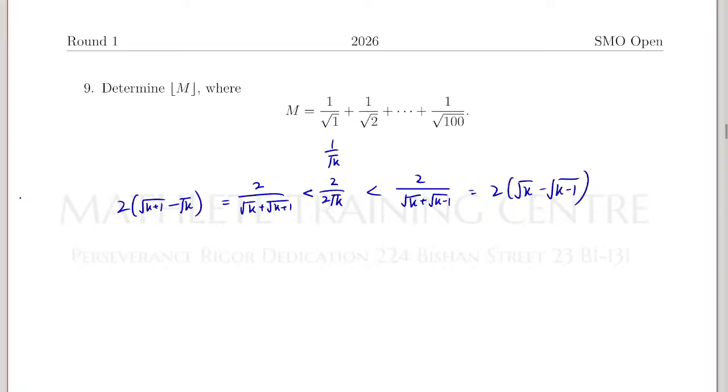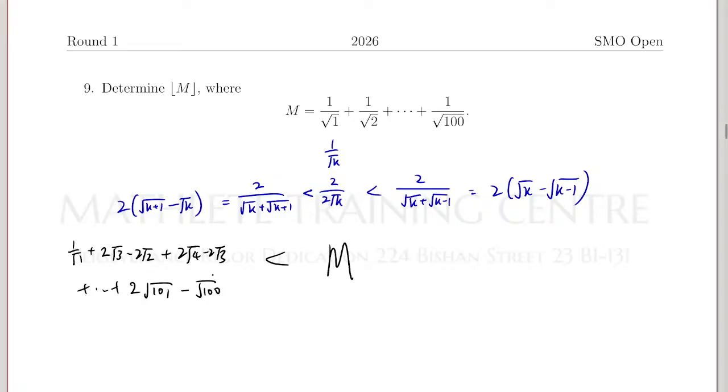So therefore, when I do the sum, I have m in the middle, but I know that this is bigger than 1 over square root 1, and then when k equals 2, I can introduce this guy now, 2 square root 3 minus 2 square root 2, then plus 2 square root 4 minus 2 square root 3, and then plus dot dot until the very last term when k is 100. That's 2 square root 101 minus square root of 100.